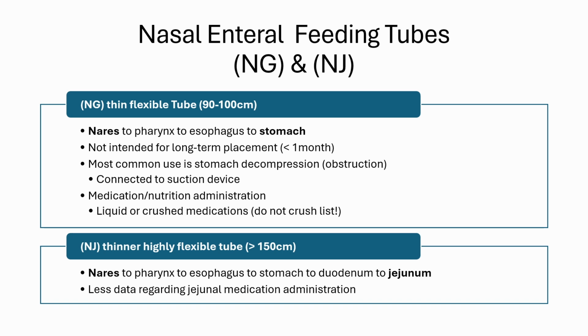Nasojejunal feeding tubes serve a similar purpose. They are a little bit different in that they go past the stomach, down into the duodenum to the jejunum. This helps reduce the likelihood of aspiration and vomiting caused by gastroesophageal reflux that can sometimes occur with nasogastric feeding tubes. However, there is less data regarding jejunal medication administration.